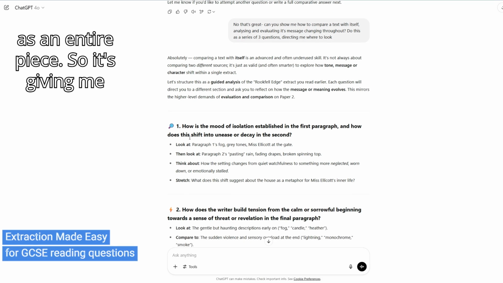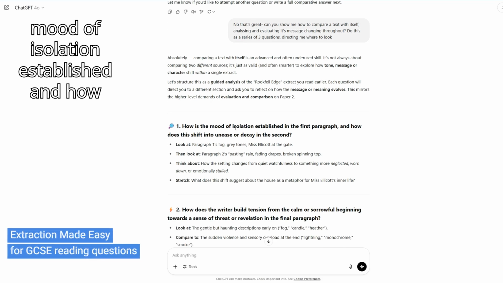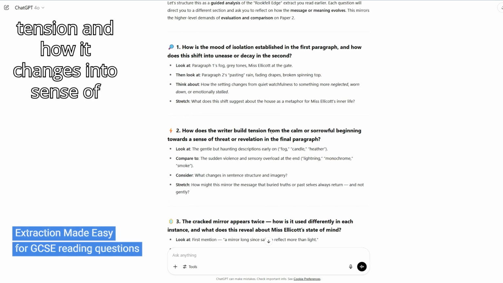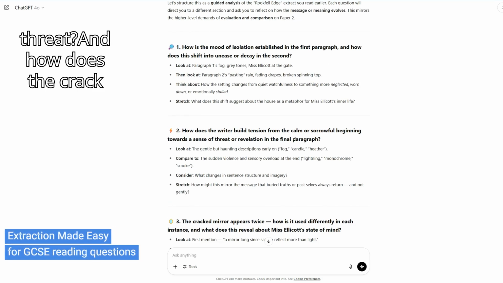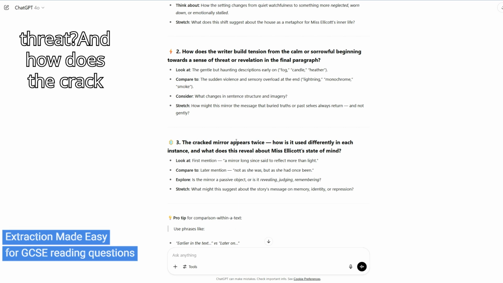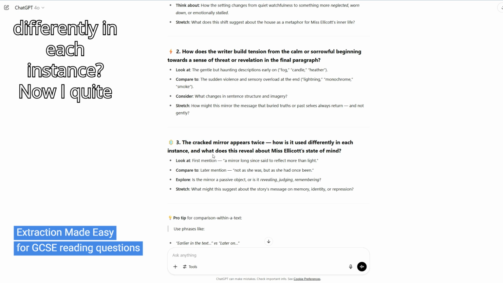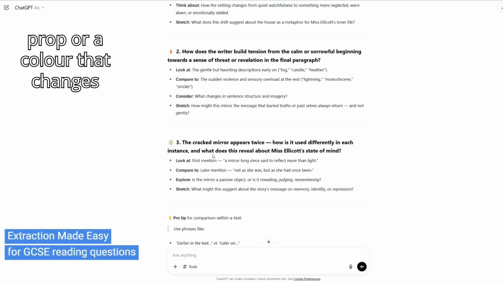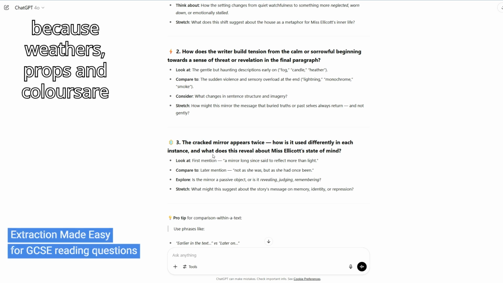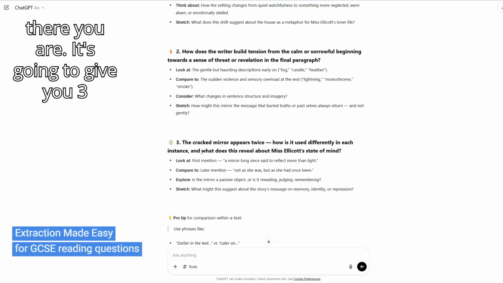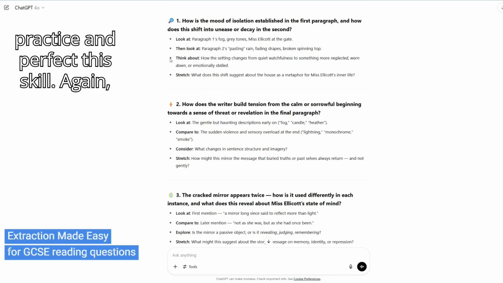So it's giving me 3 points. So it's asked me, how's the mood of isolation established and how does it shift? How does the writer build tension and how does it change into a sense of threat? And how does the cracked mirror appear twice? How is it used differently in each instance? Now, I quite like that, especially that third one. There's always going to be a weather or a prop or a colour that changes, because weathers, props and colours are the 3 things to look at. So there you are. It's going to give you 3 things to look at, and you need to practice and perfect this skill.